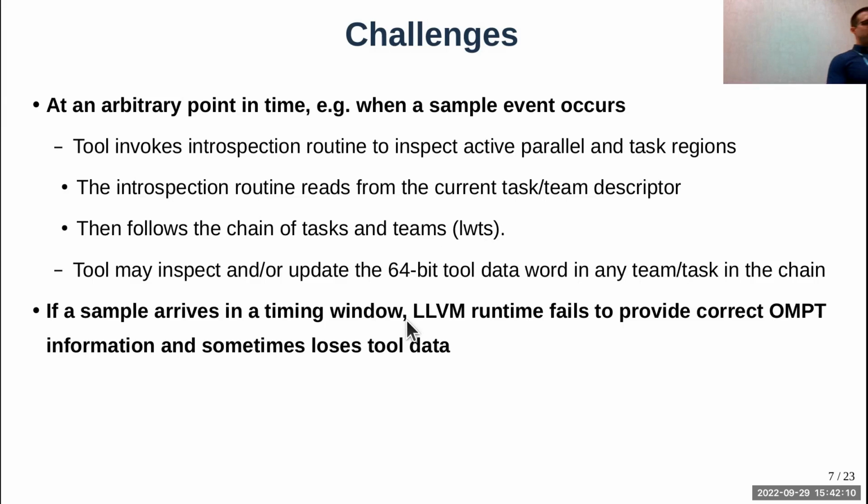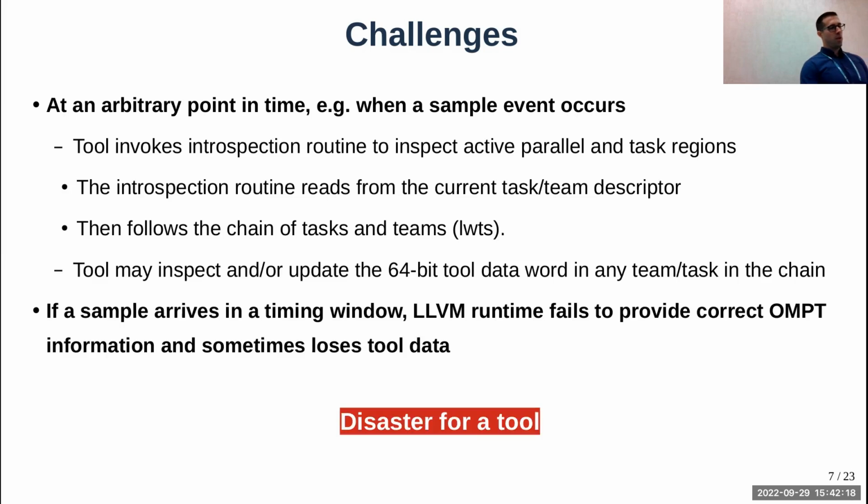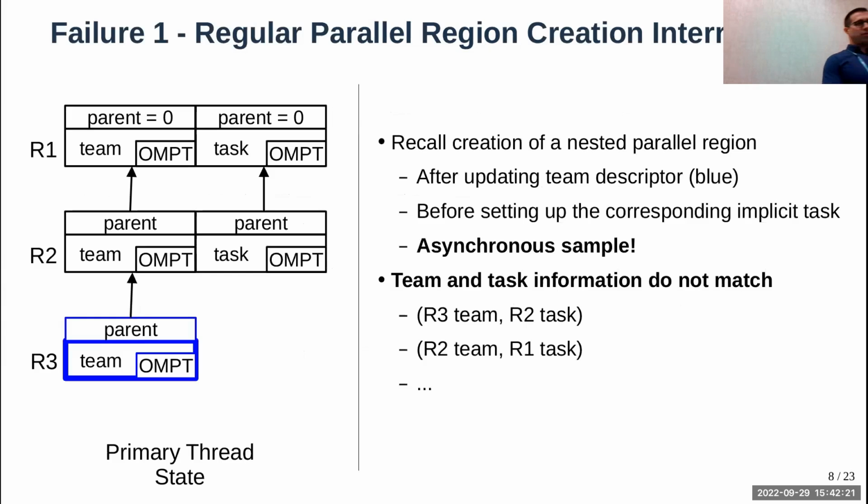So what we found out is that if a sample arrives in the timing windows I mentioned on one of the previous slides, the LLVM runtime fails to provide correct information, which might be a disaster for a tool. The first failure that we encounter is if a sample interrupts the creation of a regular parallel region after the moment when the primary thread updates the team descriptor but does not update the current task descriptor. What the introspection routine does in that case is read information from the current team and current task descriptors, but they don't match. So it reads information about the R3 team, R2 task, R2 team, R1 task, and so on and so forth.